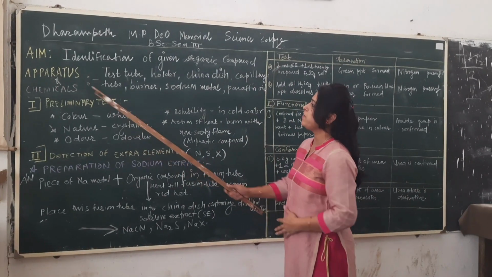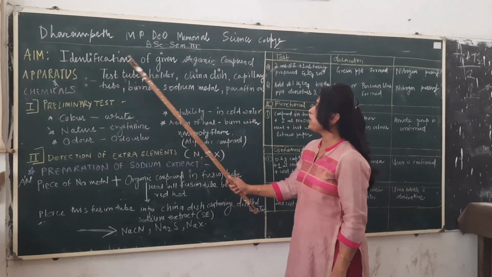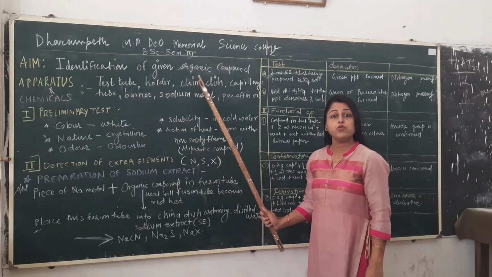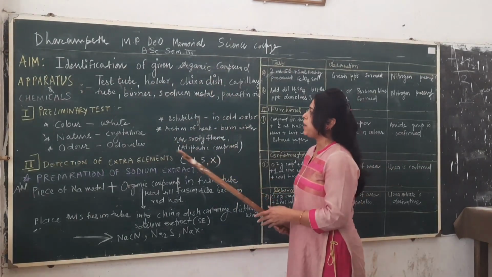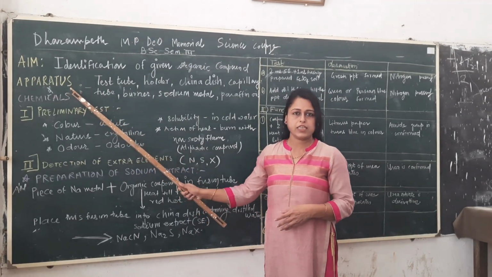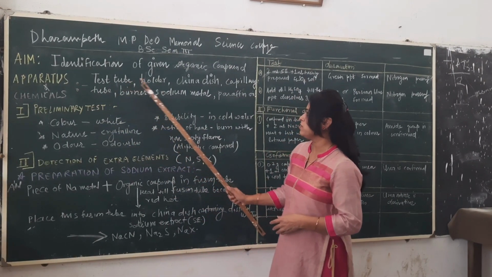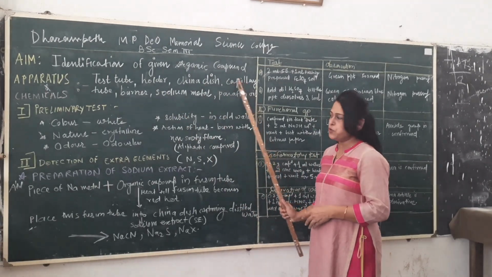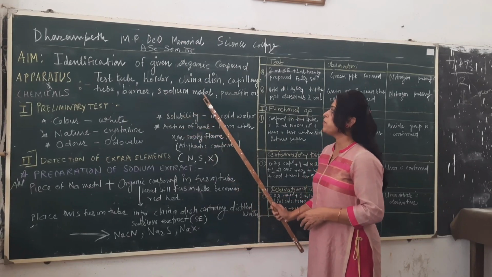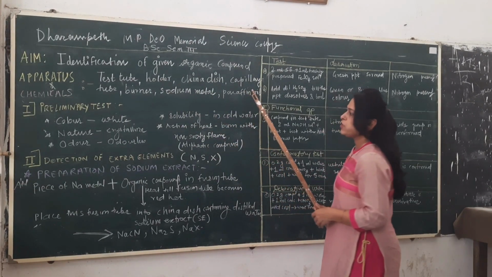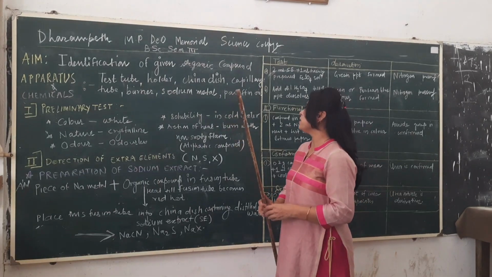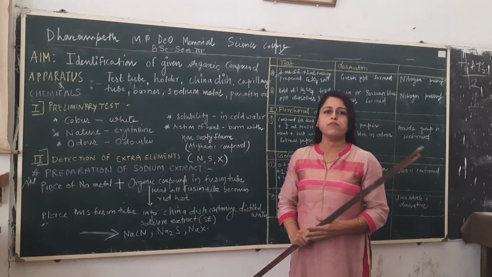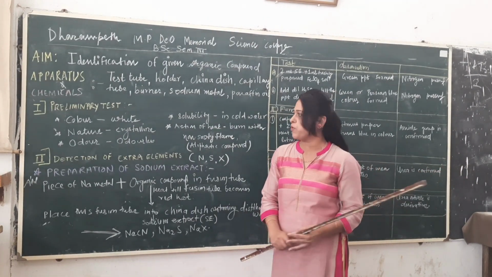So the aim of our experiment is identification of given unknown organic compound. And the apparatus required for this experiment are test tubes, holder, china dish, capillary tube, burner, sodium metal piece, paraffin oil in order to detect the melting point, and thermometer. So paraffin oil and thermometer will be required for detection of melting point.